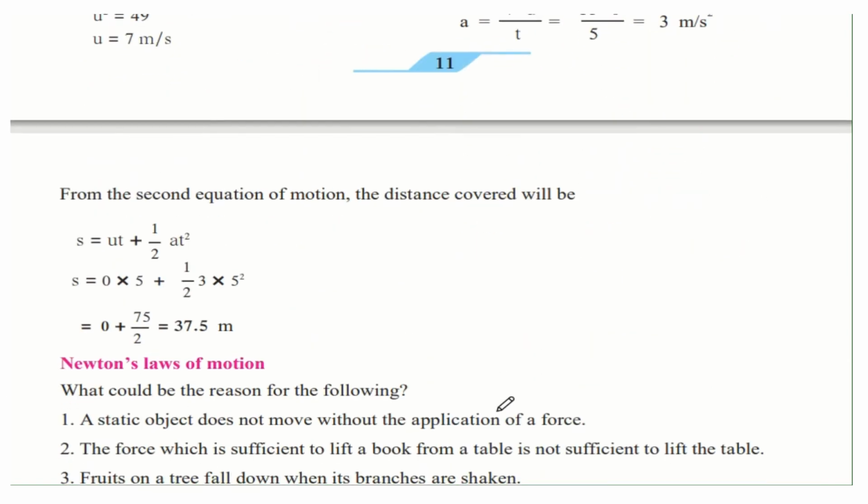Now to find the distance, we can use the relation between displacement and time. That was s is equal to ut plus half at square. We know everything in this formula. That is, we know the initial velocity, we know the time, and now we also know the acceleration. So just by simple substitution, you would get the displacement as 37.5 meters.